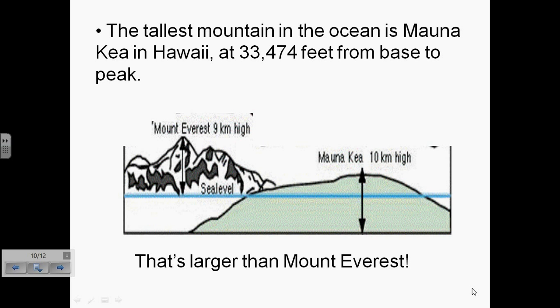Next, you have the tallest mountain in the ocean. That is represented by Mauna Kea in Hawaii, and it's estimated to be about 33,474 feet from base to peak. Now, interestingly enough, that's larger than Mount Everest, but it's an underwater mountain. So, of course, it represents the tallest mountain in the ocean.